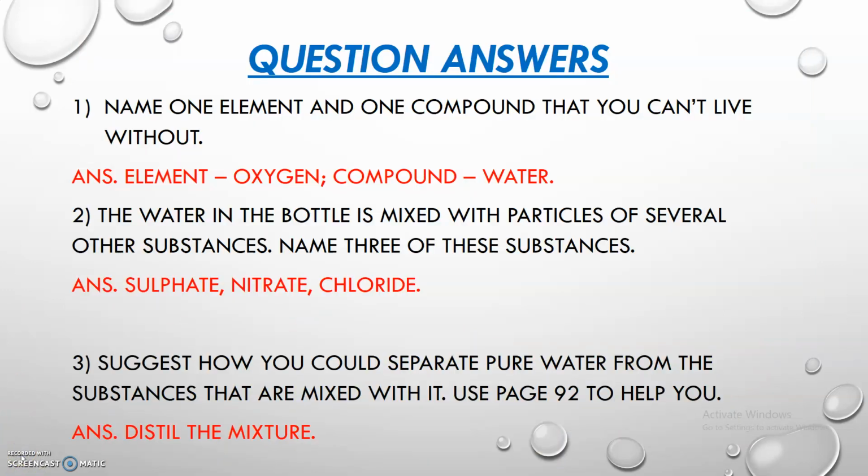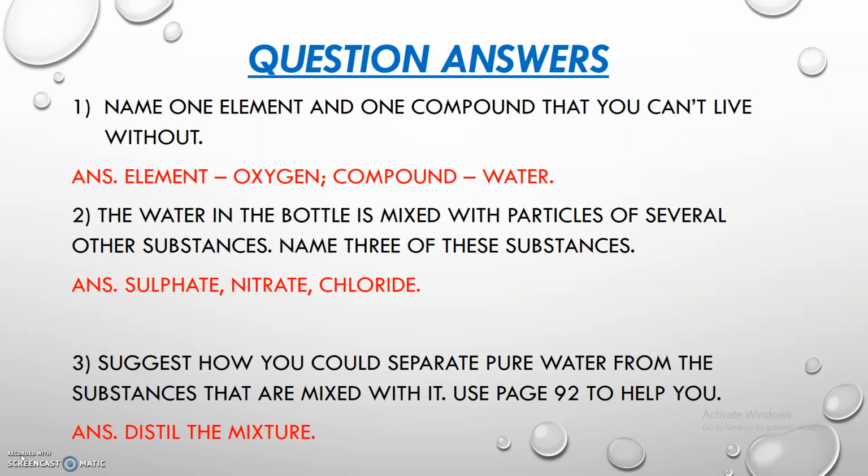Okay. Hi. So here we will discuss 3 questions in our textbook. First question is, name one element and one compound that you can't live without. So if you were in front of me, I would have asked you without showing the answer. Anyways, I'll tell you the answer. So one element that is vital, that is oxygen. One compound that is very important, that is water.